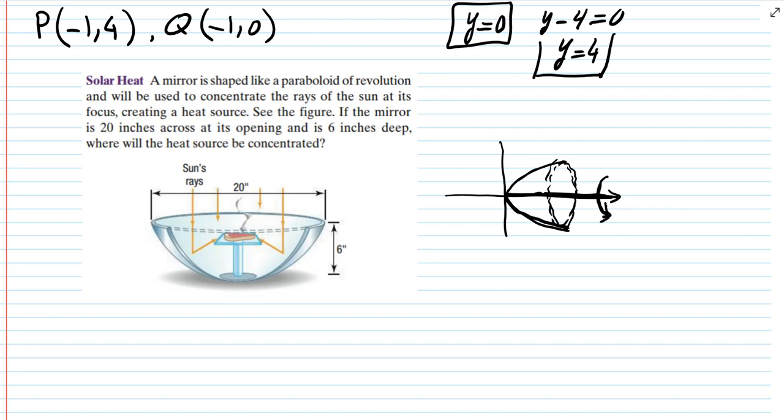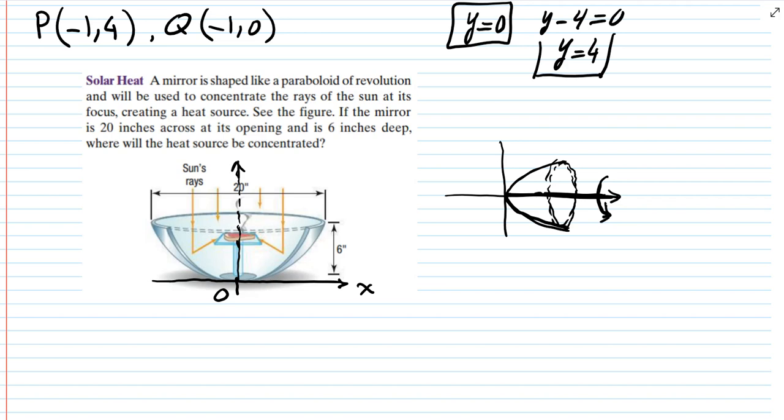Now, clearly this would be the axis of the parabola, right? The vertical axis. The x-axis is here. The vertex is at (0, 0), the origin. And so that's how I'm going to label this. And what else? It's used to concentrate the rays of the sun at its focus, creating a heat source. If the mirror is 20 inches across at its opening and 6 inches deep, where will the heat source be concentrated?